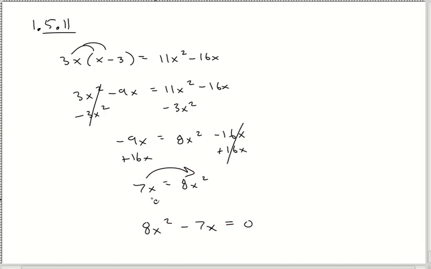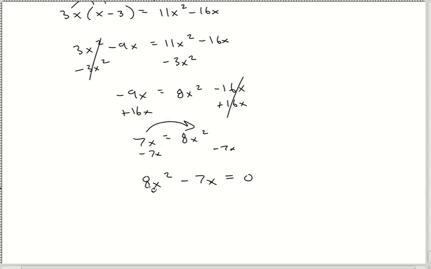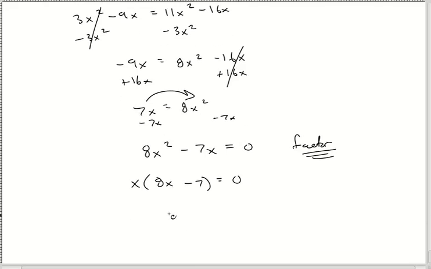I'm going to move this to the other side, so I'm subtracting 7x on both sides. So we have this. Now I'm going to factor it, okay? Notice, what do they have in common? An x. They have a single x in common. And so when I start solving for x, I got this guy and this one here that we have to solve for individually. Well, x by itself, it's going to be x equals 0.